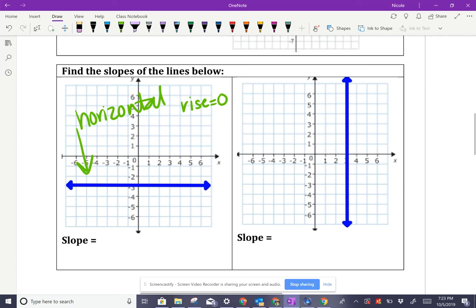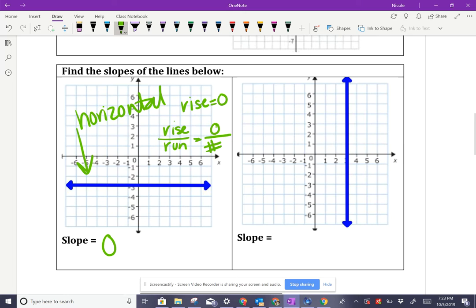So if we have our rise over run, if I have a 0 in the top of a fraction, that just means it's equal to 0. So our slope here is 0 for a horizontal line.